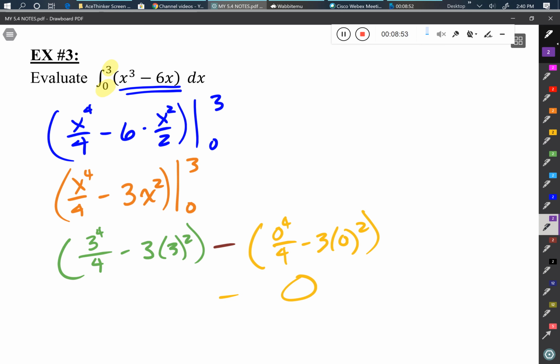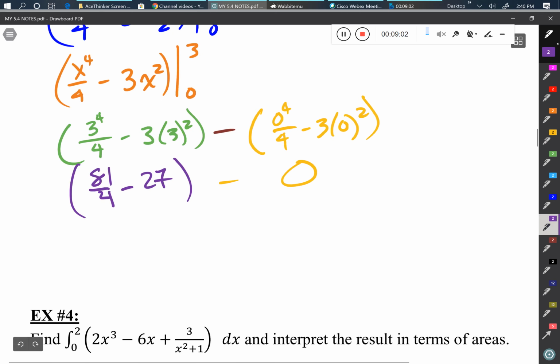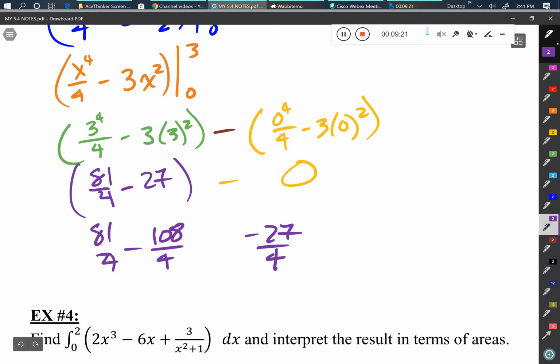3 to the 4th is what? 81. So I have 81 over 4 minus 27 minus 0. Writing 27 over 4, it would be 108 over 4. 81 less 108, what's that going to be, negative 27, so negative 27 fourths. And so the numerical value for this is negative 27 fourths.